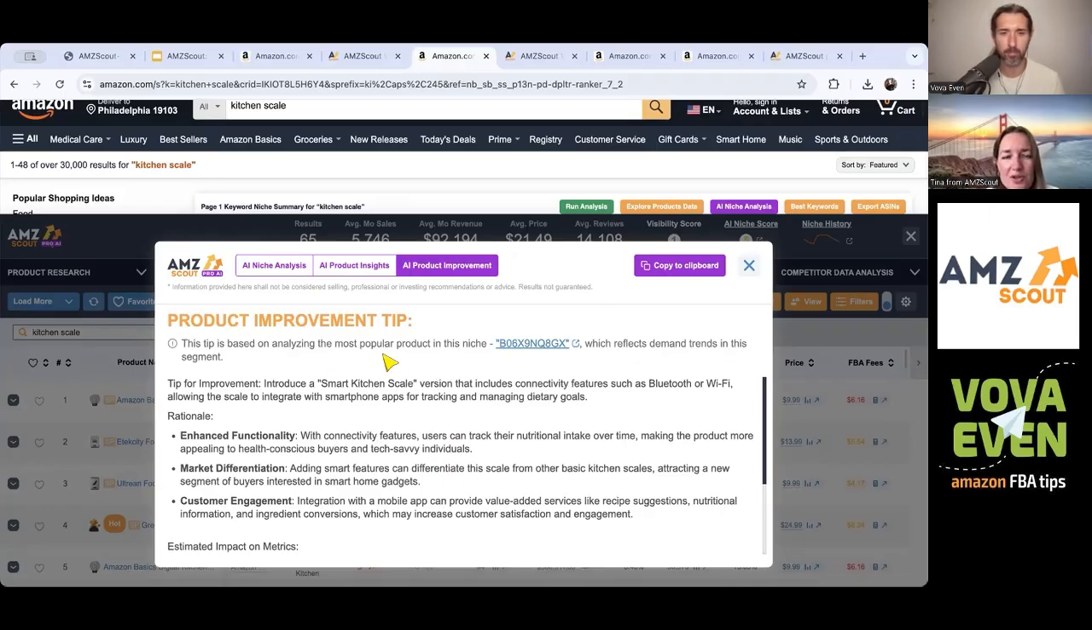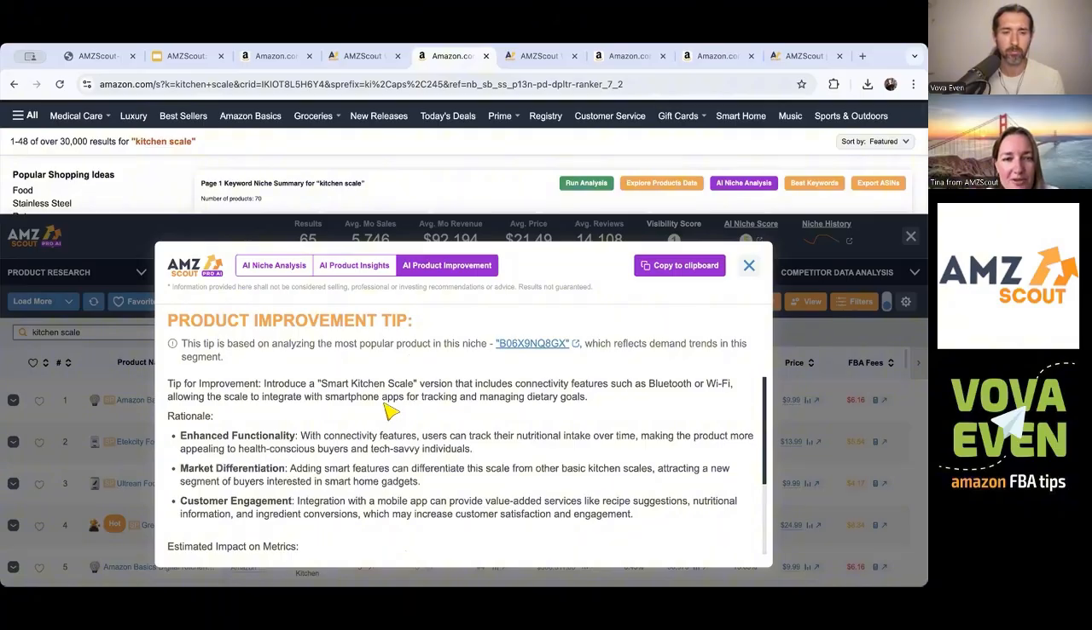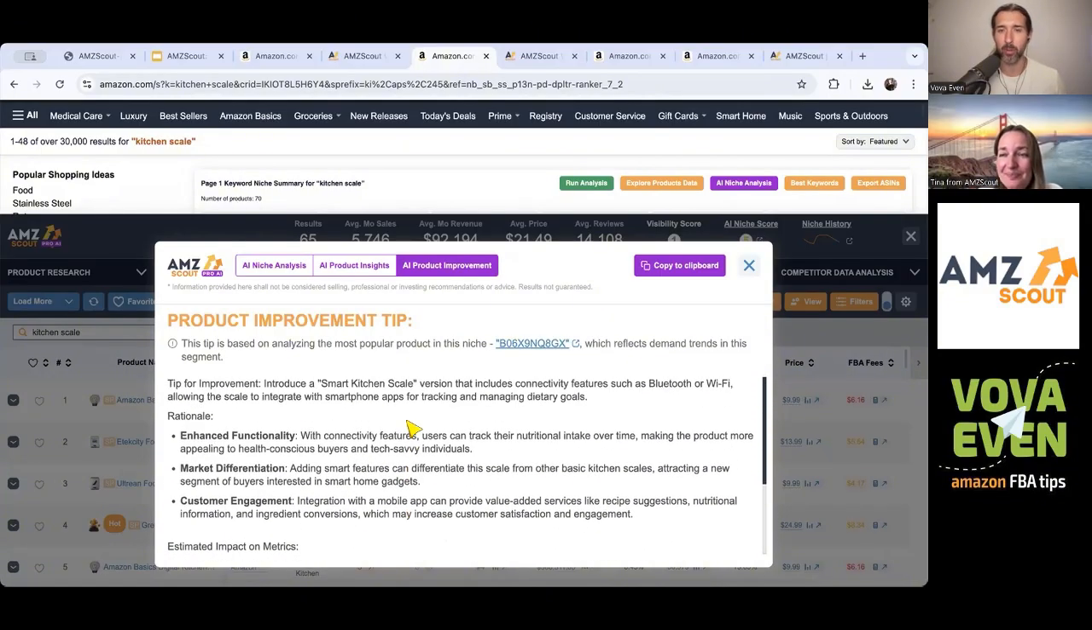So it took the first popular product in this niche, one of the scales, and it offered an improvement: introduce a smart scale version that includes connectivity features such as Bluetooth or Wi-Fi. It frequently offers some kind of Bluetooth feature or design so you can track and manage dietary goals. I'm not into diets, but that's pretty cool. What I like about it is you can copy to clipboard and then share it with your partners, or something like that.